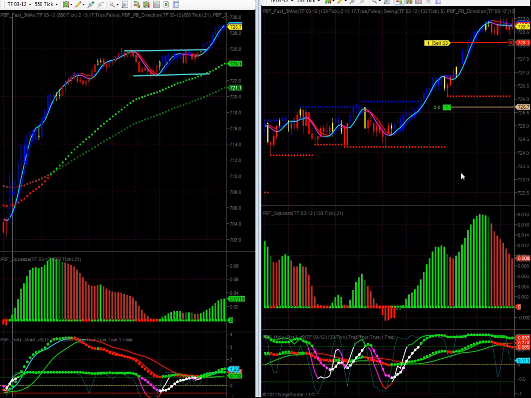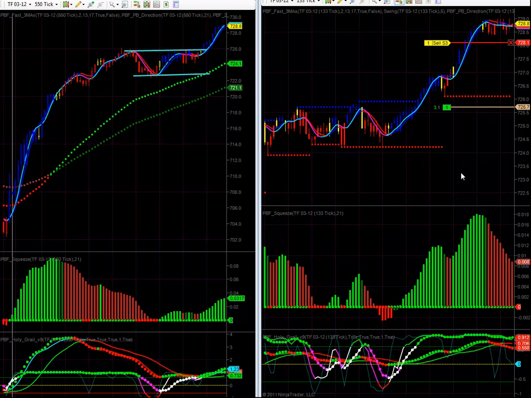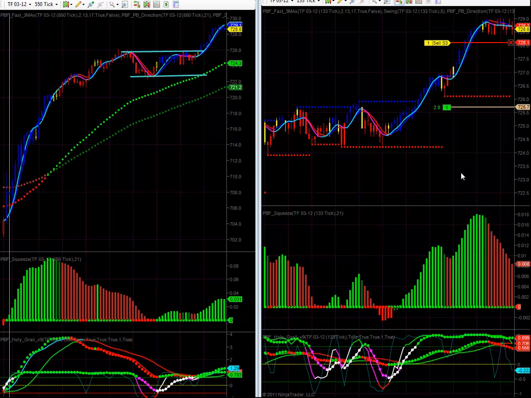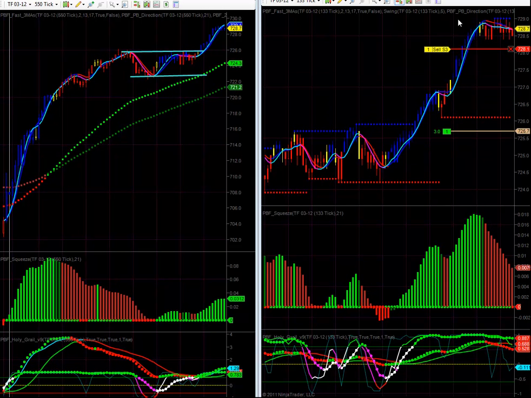Okay, so we're sitting on one contract. This contract is up 3 points, or 30 ticks for those of you unfamiliar with the Russell. And we see another consolidation. We just put in a swing high on the 133. Little toppiness on the squeeze on the 550. So we might get taken out here, but this was a very, very profitable trade for us.